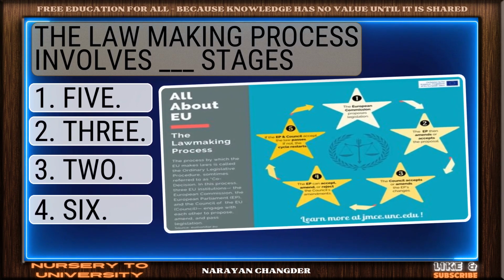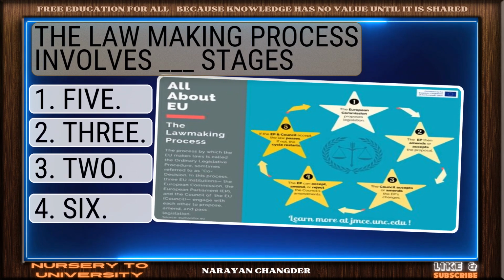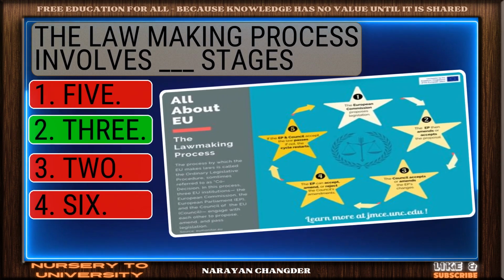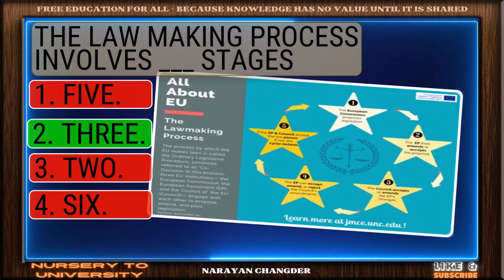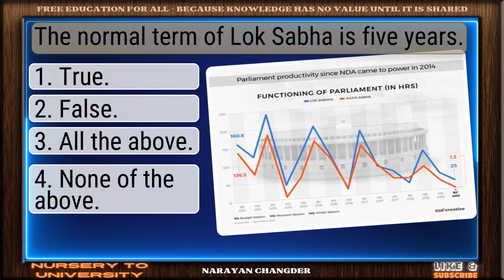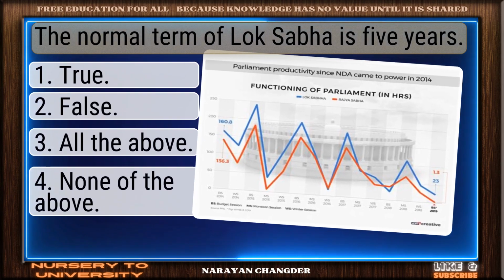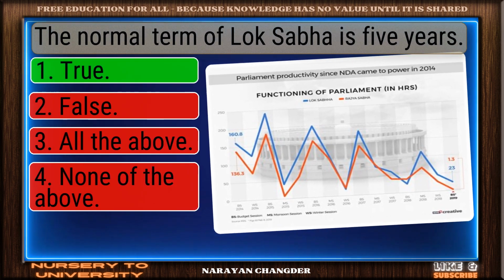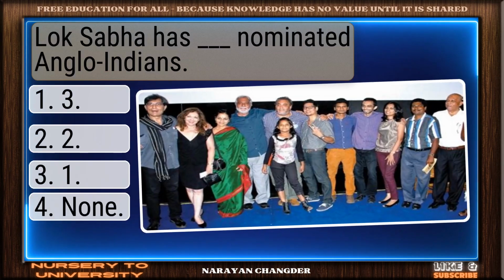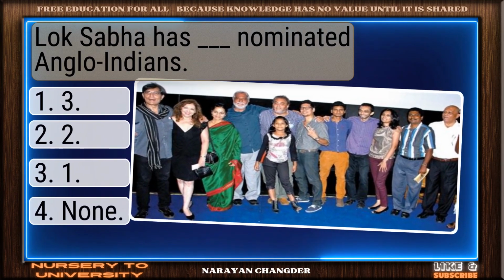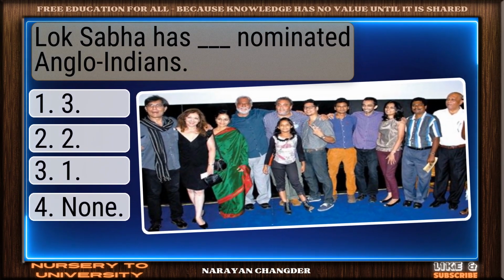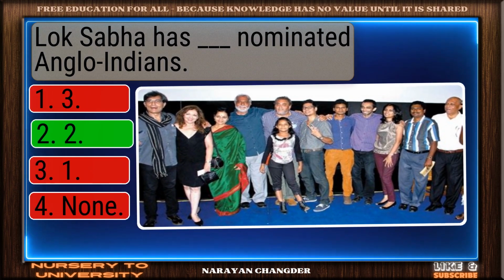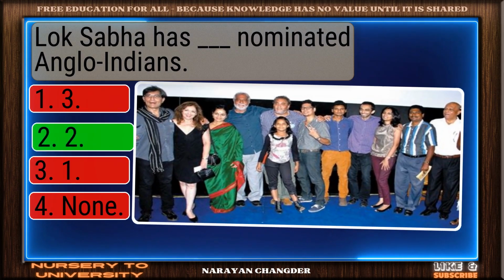Question number 146. The lawmaking process involves dash stages. Good job. Your answer 3 works well here. Question number 147. The normal term of Lok Sabha is 5 years. Sharp thinking. True is the right choice. Question number 148. Lok Sabha has dash nominated Anglo-Indians. Right again. 2 is a valid answer.